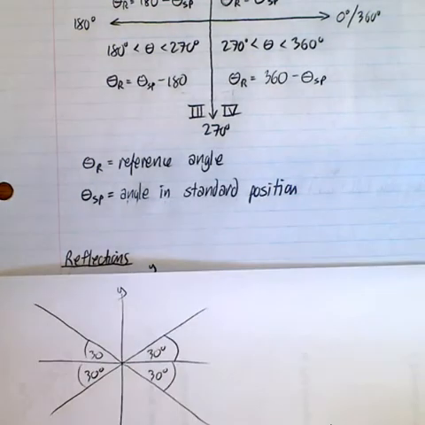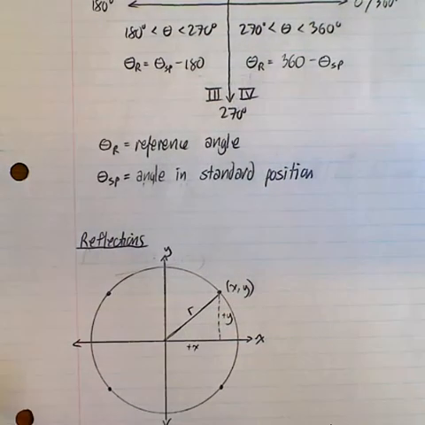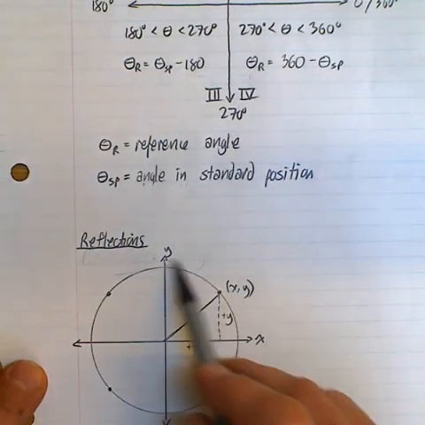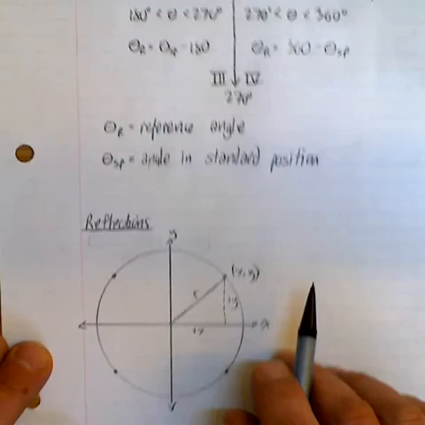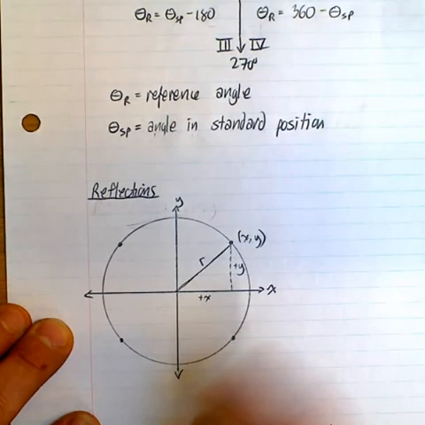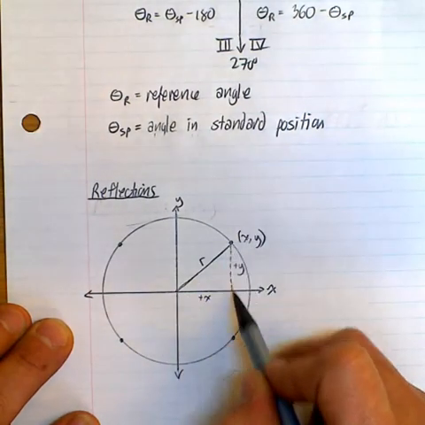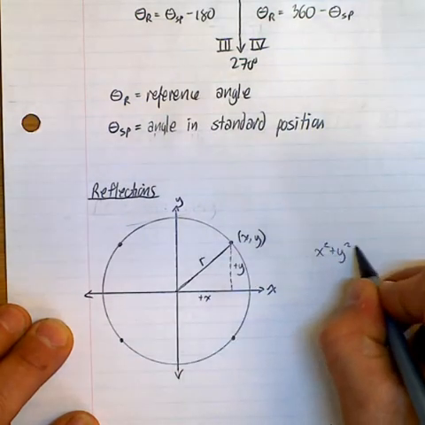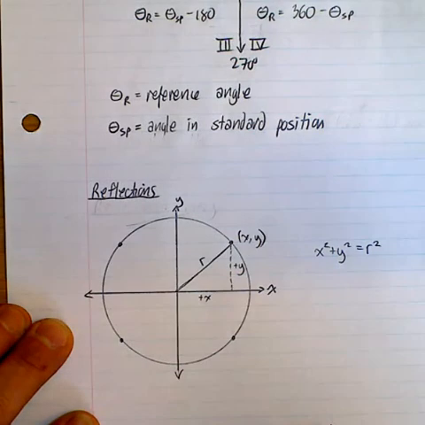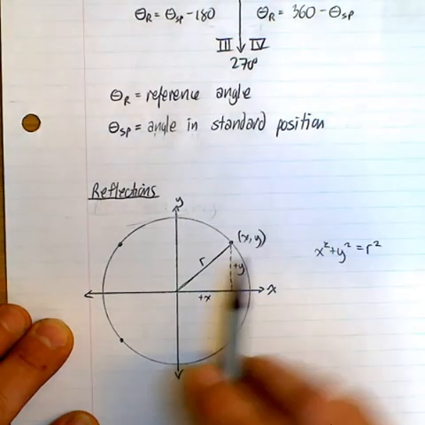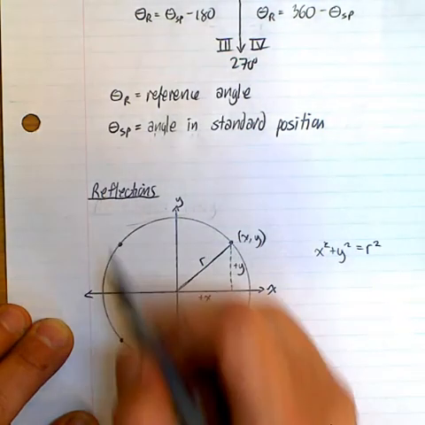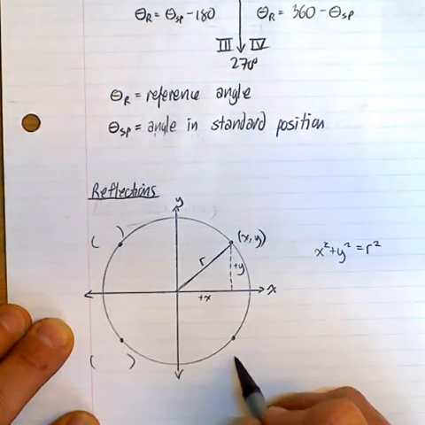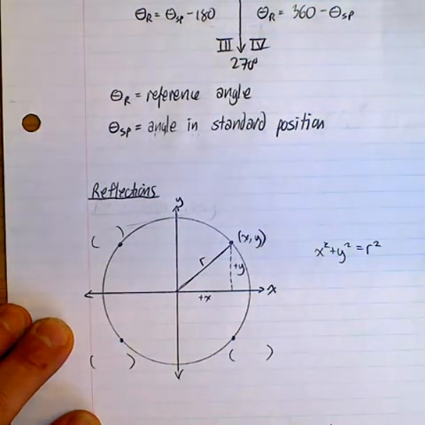Here, let me just show you a prettier picture. Now, this is a full revolution here. If I have a point (x, y), this is the x value, that's the y value, and we can always find r by using Pythagoras, so x squared plus y squared is equal to r squared. Now, if we reflected this over here, what do you think the coordinates of this point would be? And what would the coordinates be down here, and in the fourth quadrant?